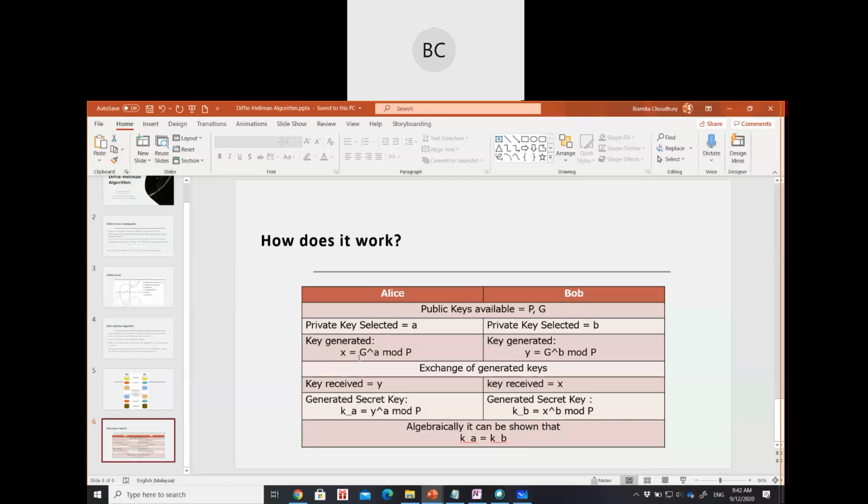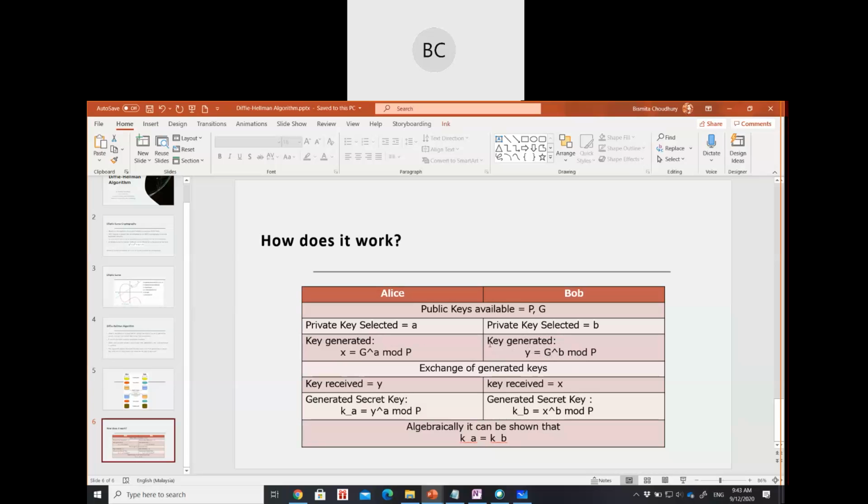So how will they create the key? The function is this. X is the key for Alice, and you can find it using G. G is publicly available, and G to the power of A, where A is the private key, and then they take the modulus with P. Same thing, Bob will also generate his own key using this equation. Again it takes G, raises it to B, then mod P.